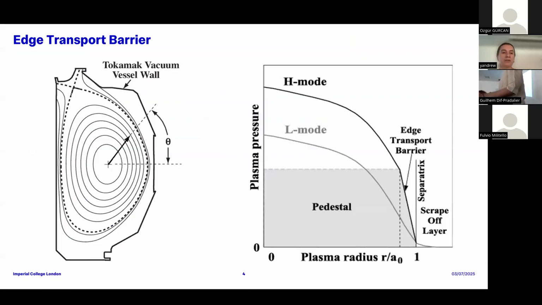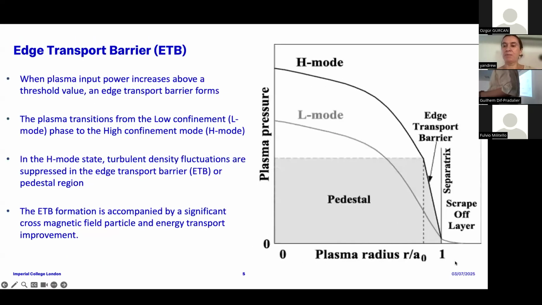Okay, so here we have a poloidal cross-section of a tokamak. We're going to be using radial profiles a lot throughout this talk, and the radius is often taken here at the magnetic midplane. And here we have a schematic of plasma pressure against the normalized plasma radius. So obviously one at the separatrix, then we move off into the scrape-off layer. So it's well known that as the plasma input power is applied, if it reaches a threshold value of input power, an edge transport barrier spontaneously forms.